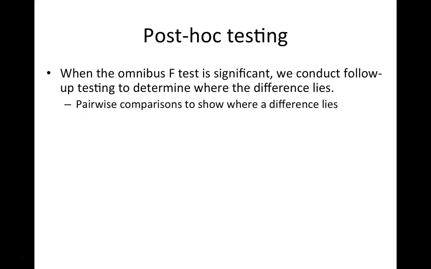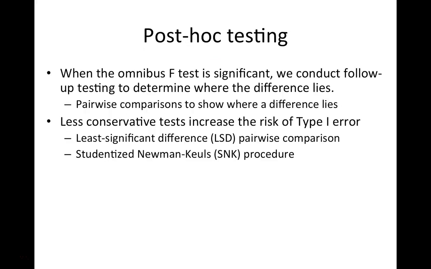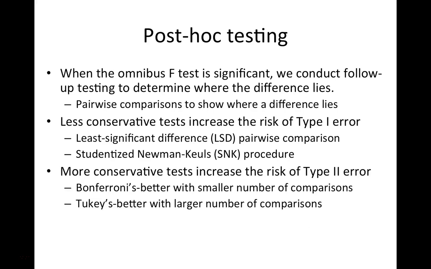Typically we have options in terms of what kinds of post-hoc testing we want to conduct. Less conservative tests will increase the risk of type 1 error, so LSD pairwise comparisons, and the more conservative tests will increase the risk of type 2 error. So we're often trying to balance and use a test that is somewhere in between. We may make decisions based on the sample that we have or based on the kinds of questions that we're asking, but these more conservative tests will increase the risk of type 2 error.